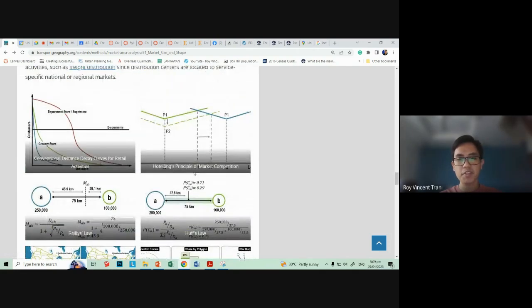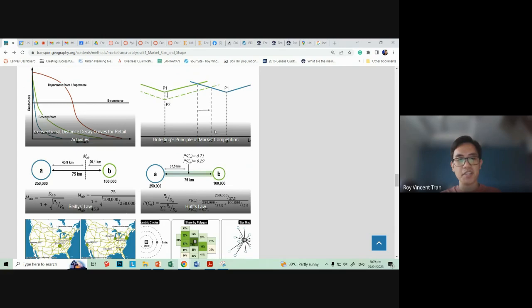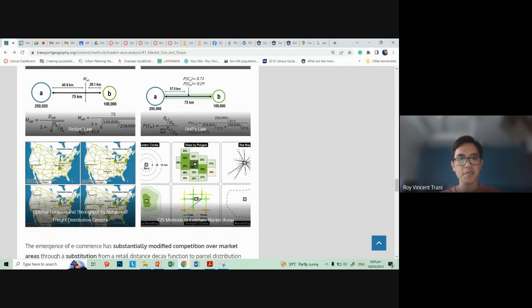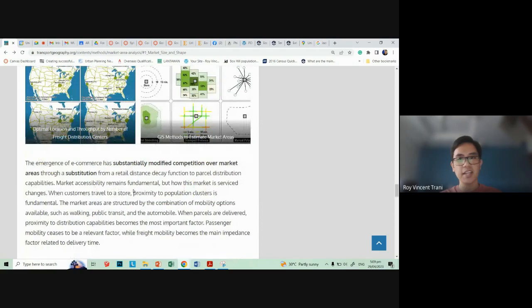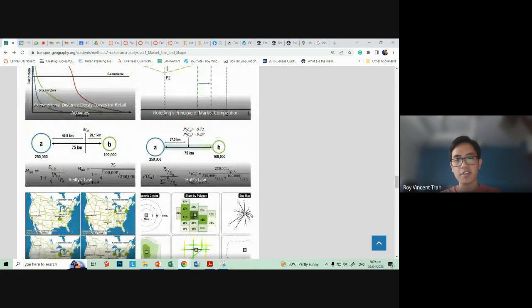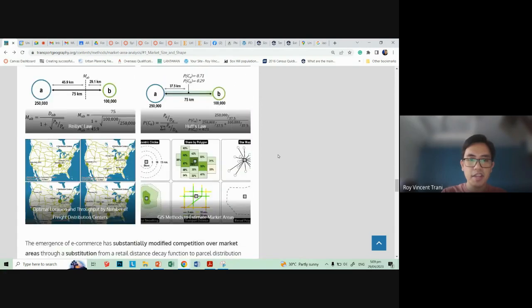But there are several principles. This is where we get to calculating the distance, but I'm kind of scared looking at it. You have Hotelling's principle of market competition, Reilly's law, and Huff's law. There are also GIS methods to estimate market areas, and optimal location through the number of freight distribution centers, but I think we're running out of time. I think I'll just do GIS.